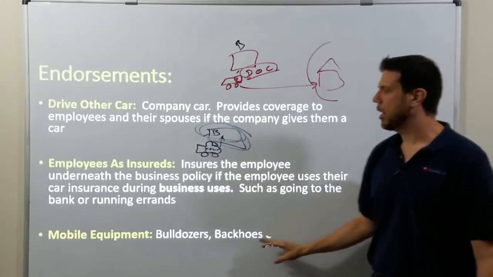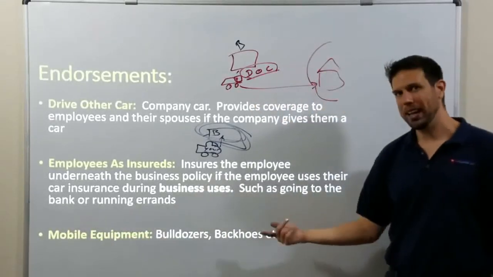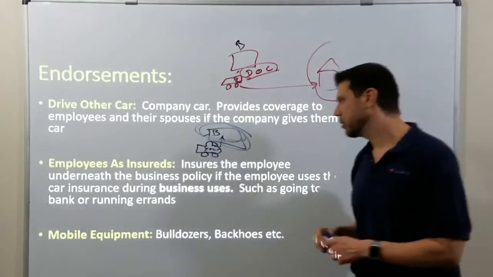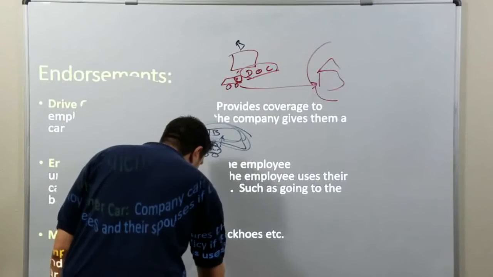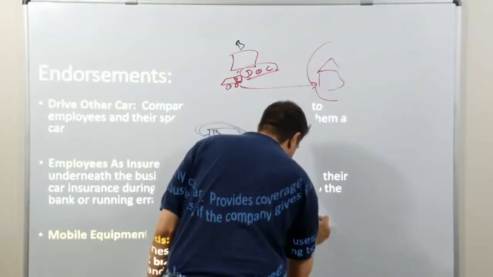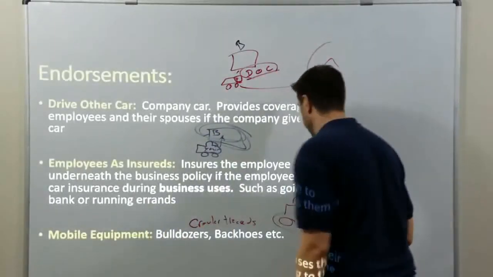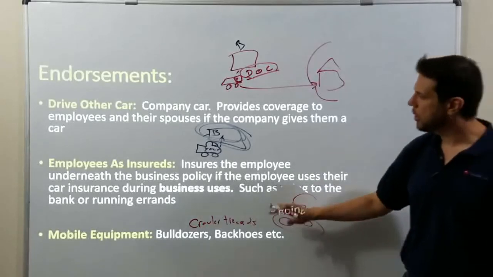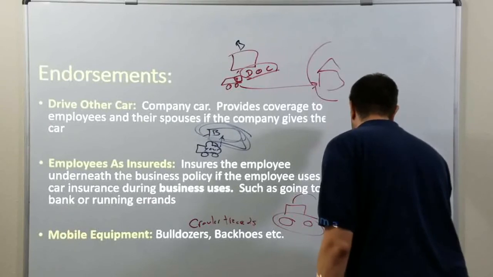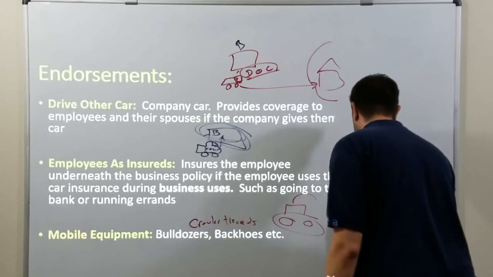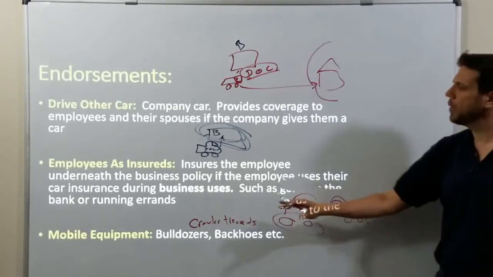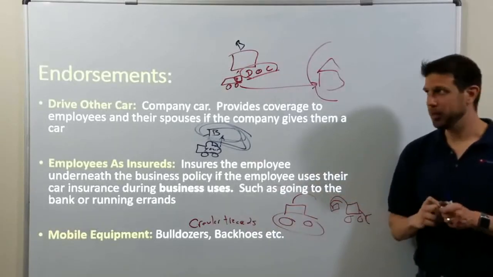If a contractor wants to drive their stuff on the road, like a bulldozer or a backhoe, the contractor can buy something called mobile equipment. If you ever see the words crawler treads, those are like tank treads. That's like what a crane rides on. Crawler treads, bulldozers, backhoes. A backhoe has a bucket on the front to scoop, and then it has an arm on the back to dig. This is all contractors' equipment, and that falls under mobile equipment.